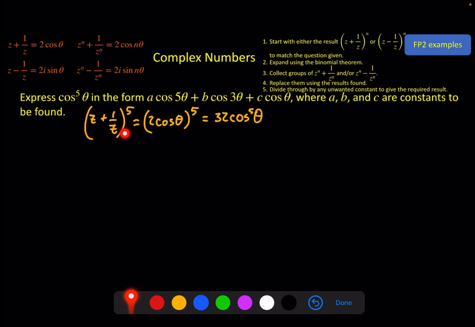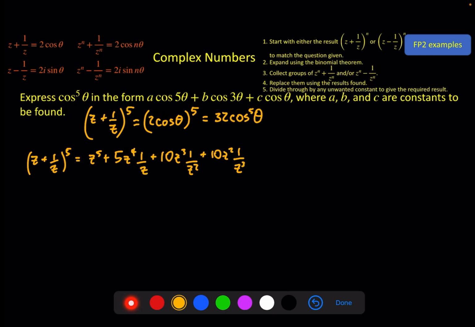But now, the bulk of my work, I need to expand the left-hand side of this original equation using the binomial theorem. So we've got z plus 1 over z to the power 5. And that is equal to z to the power 5 plus 5 z to the 4 times 1 over z plus 10 z cubed times 1 over z squared plus 10 z squared times 1 over z cubed plus 5 z times 1 over z to the 4 plus 1 over z to the 5.